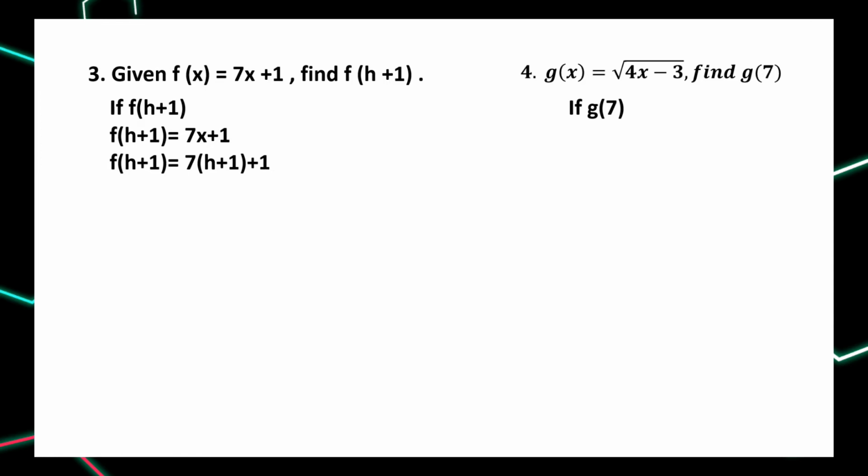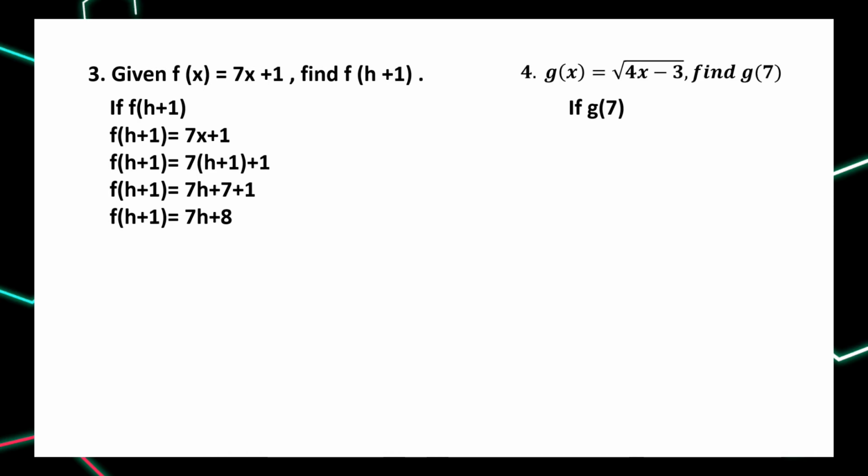So in this time, gagamit tayo ng distributive property of multiplication. I-distribute natin si 7 sa h, saka si 7 kay 1. So that will be 7h plus 7. 7 times h is 7h, 7 times 1 is 7, then plus 1. Kinapi lang natin si 1. So we can simplify 7 plus 1 and that will be equivalent to 8. So the answer here is 7h plus 8. So that will be the function of h plus 1 in the expression 7x plus 1.